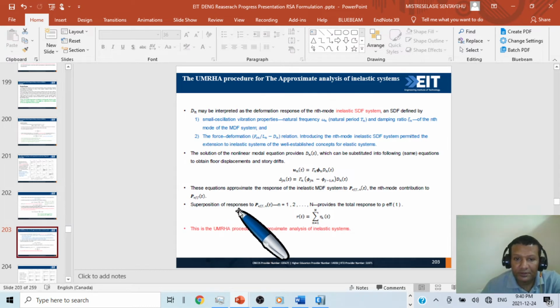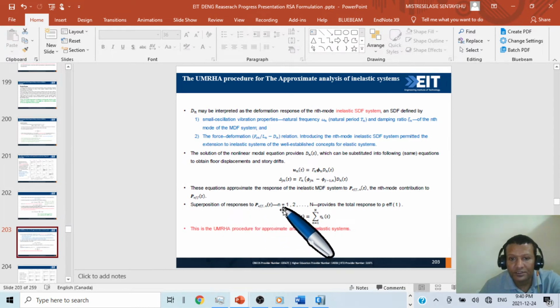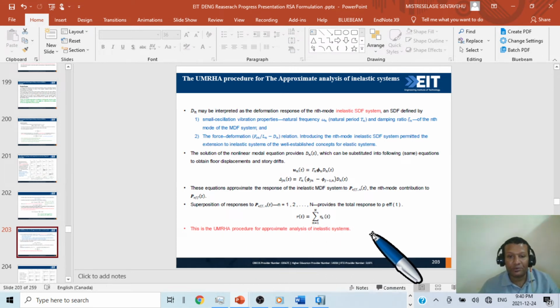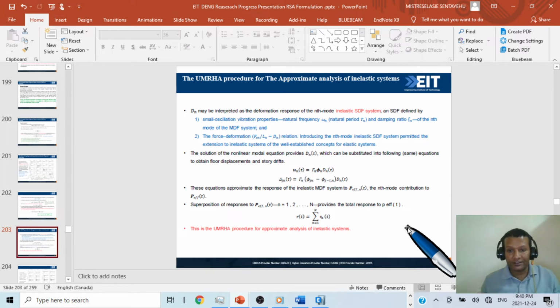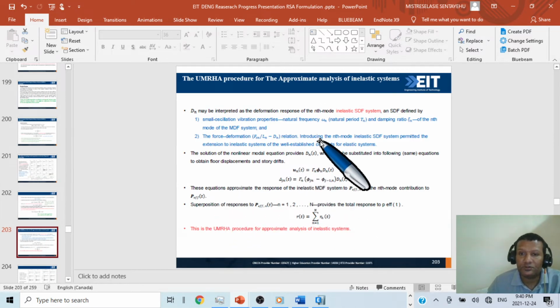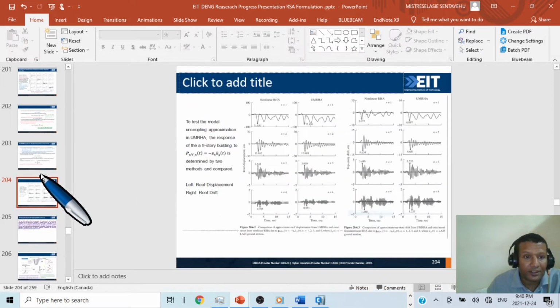Superposition of responses: P effective total is equal to the addition of all modes, which provides the total response to P effective. So this is Rn(t) for the first mode until the nth mode. This is the UMRHA procedure for approximate analysis of inelastic systems. So in a nutshell, very shortly, this is what UMRHA means. So this is directly the same as classical modal analysis.